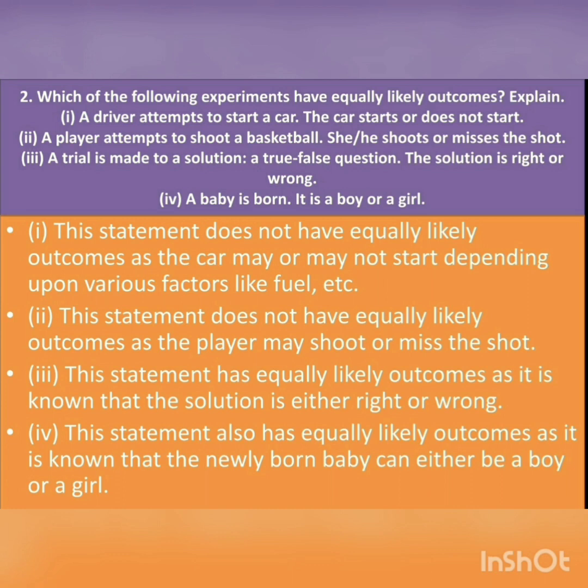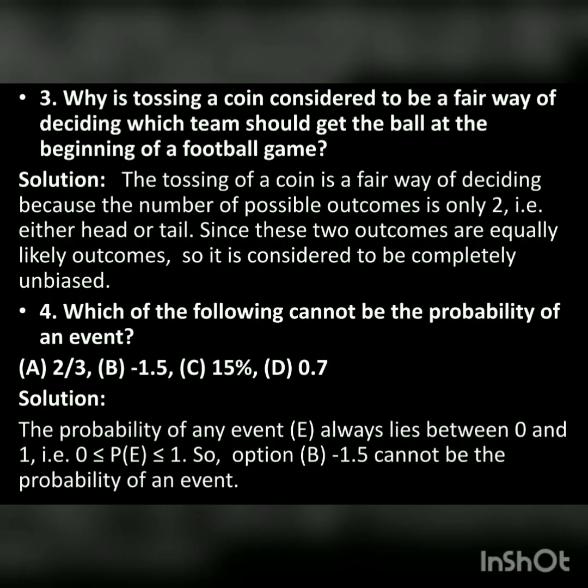Number 3 is a trial made to a solution. A true false question, the solution is right or wrong. So it has equally likely outcomes. Number 4 is if a baby is born, it is a boy or a girl. It is also equally likely outcomes.